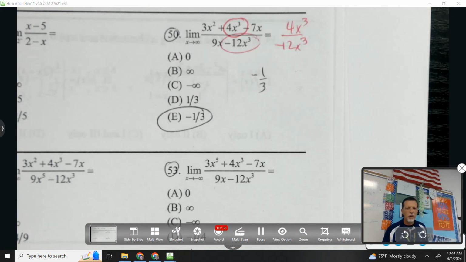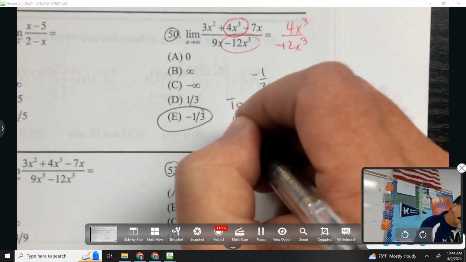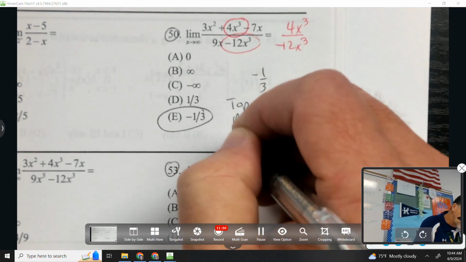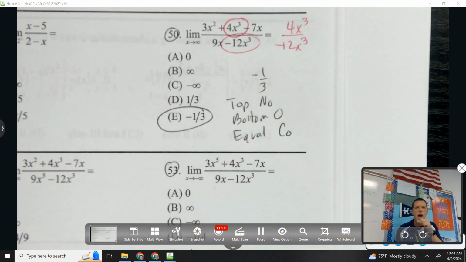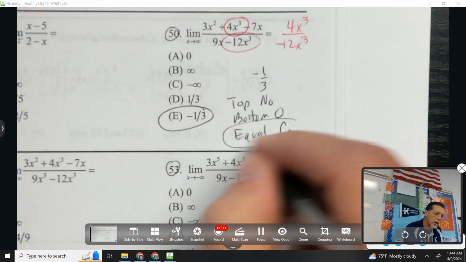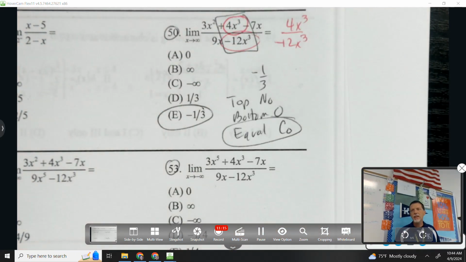Oh, the shortcut way is top no, bottom O, equal co. And this is an equal co problem. So we take those coefficients and we get -1/3.